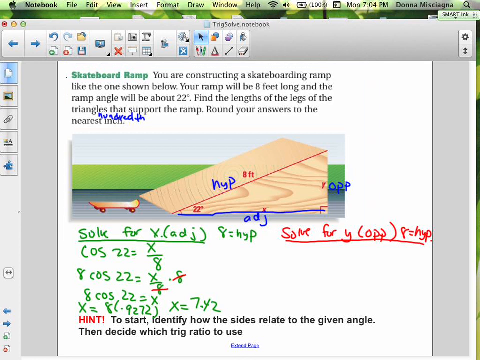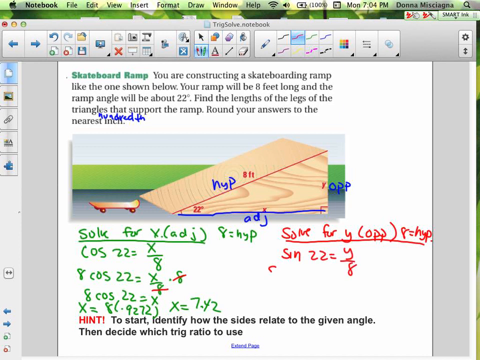So we are going to use 8 again. That's an exact answer. Why would we want to use 7.42 anyway? We're going to use the 8. So we are looking for the opposite. We know the hypotenuse, that's sine. So we have sine 22 equals y divided by 8. Multiply both sides by 8 to isolate y. Those 8's cancel. So now we have 8 sine 22 equals y.